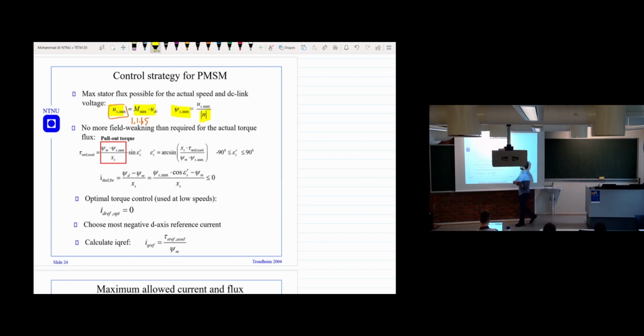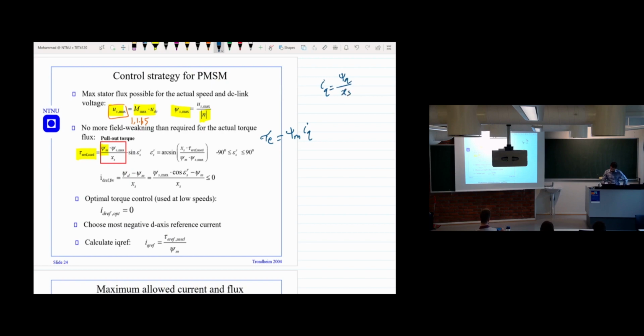And then next we want this torque. So this is the torque reference. This is the torque that we want. And if we see the torque, we can represent the torque, which is psi m times IQ. Yeah, this is the torque. And then IQ you can write as psi q over xs.